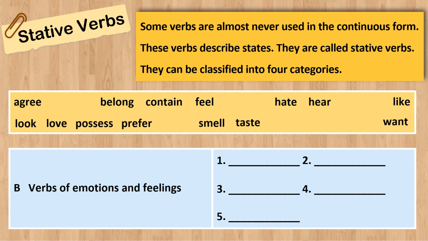Let's move to the second category, verbs of emotions and feelings. These express how we feel inside, our likes, dislikes, and emotions. Look at the yellow bar and find words that describe emotions. Pause the video if you need to.